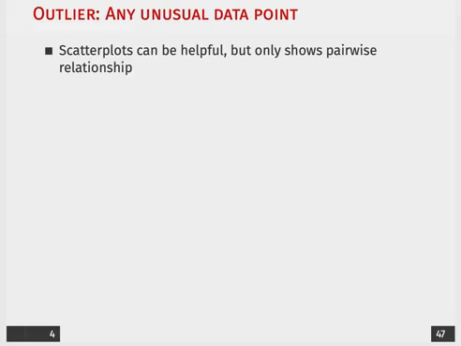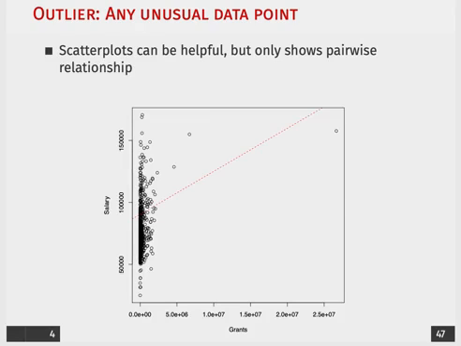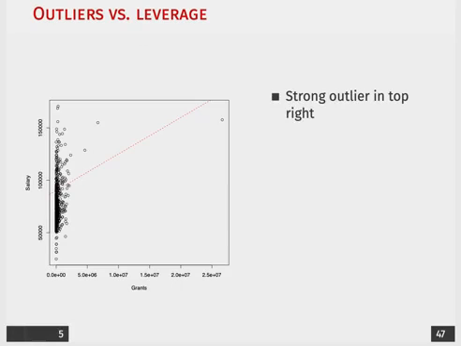We'll begin where I think we should always start, and that is by making a scatter plot, which is really useful even though it's just looking at the bivariate or pairwise comparison. In this case, we're going to be looking at the relationship again between grants and salary. And here we can see that there is an unusual data point in the top right.